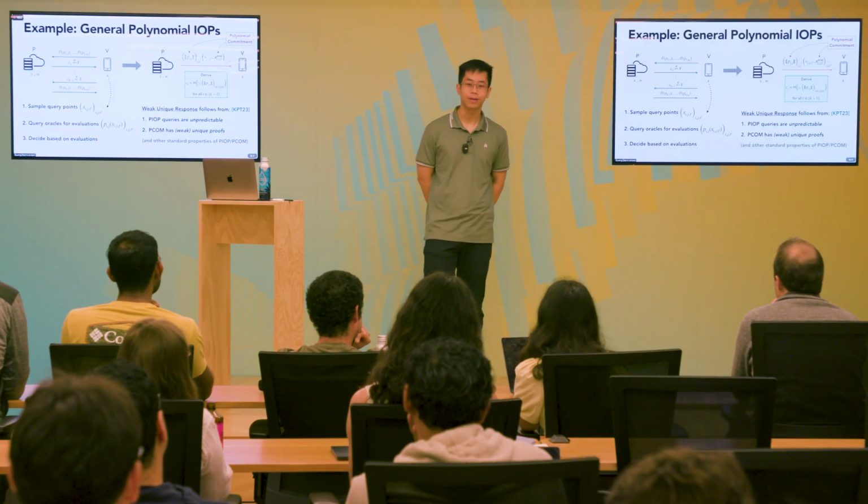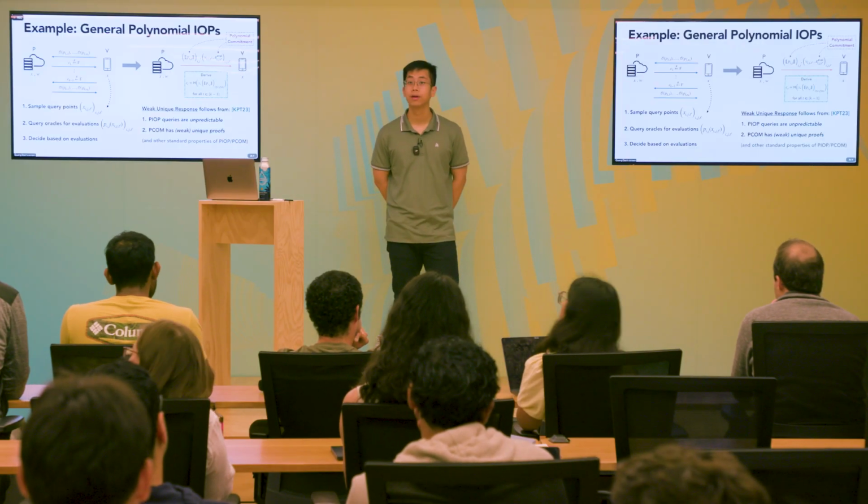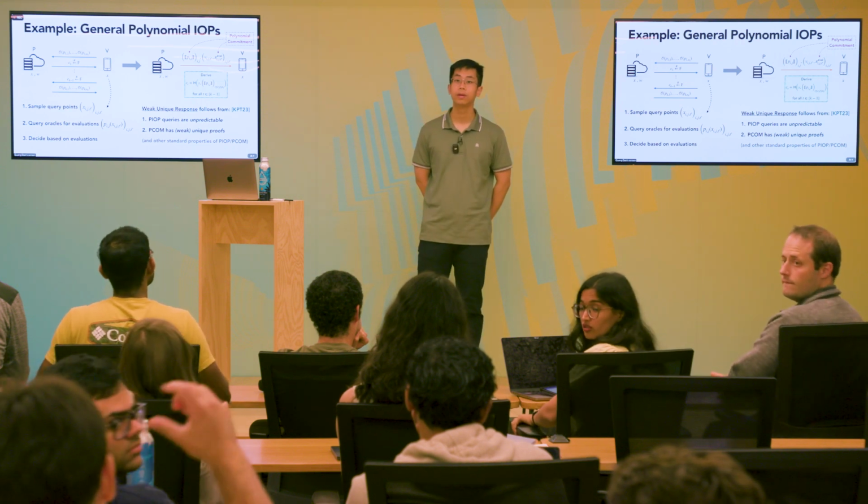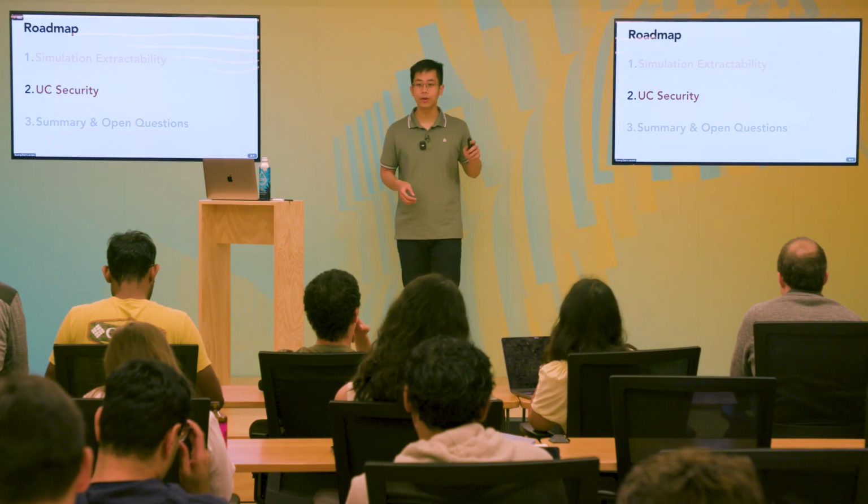Yeah, and also the weak unique response seems similar, right? Because up to a certain point the string is the same, then you diverge to get an accepted proof, and that's exactly what round by round soundness tries to say you can't do, right? So it would be interesting to see if there's a relation there. Yeah, definitely. So let's talk about UC security.